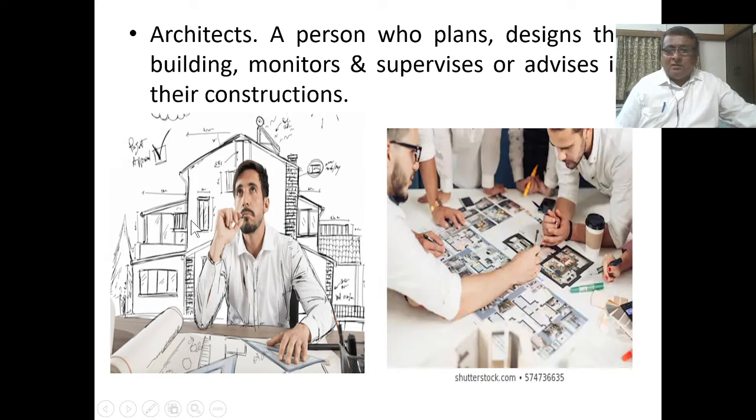So this is the person who is the architect. He is imagining the building. This building is as per his imagination, and he is drafting that imagination on paper. So this is the basic planning of the building. And here in the second picture you can see these architects discussing how to plan a building, discussing the planning of the building.